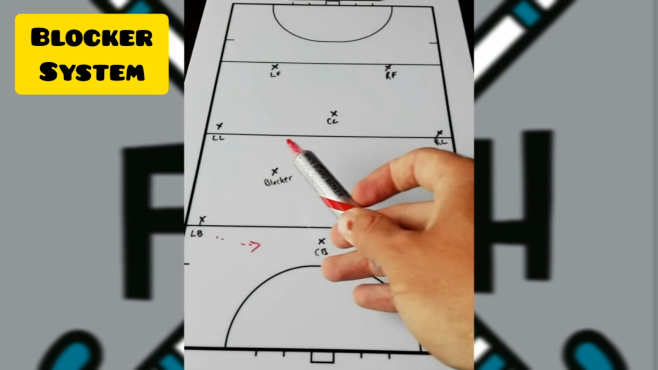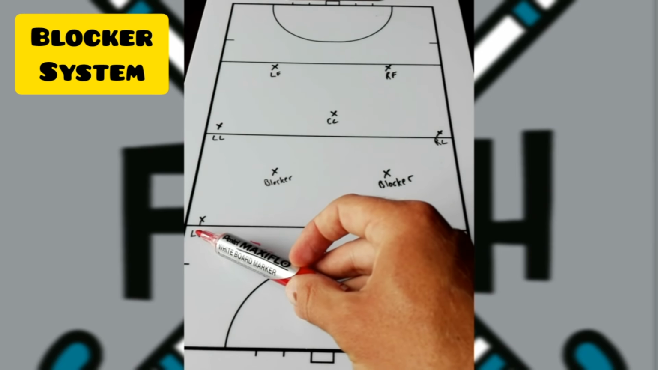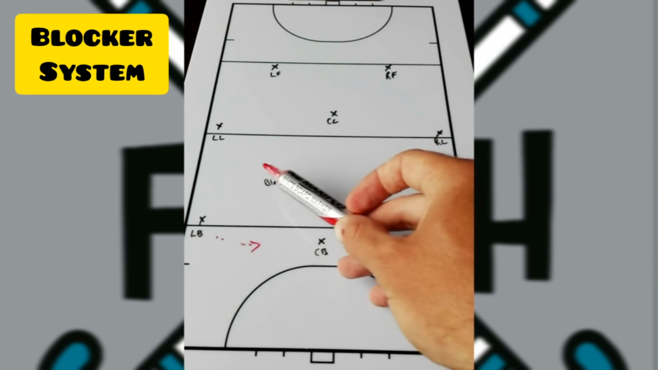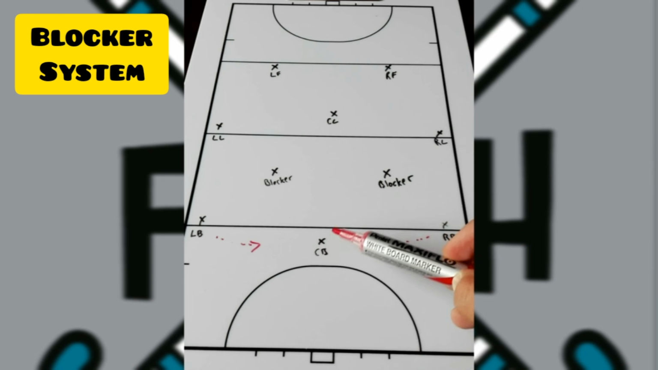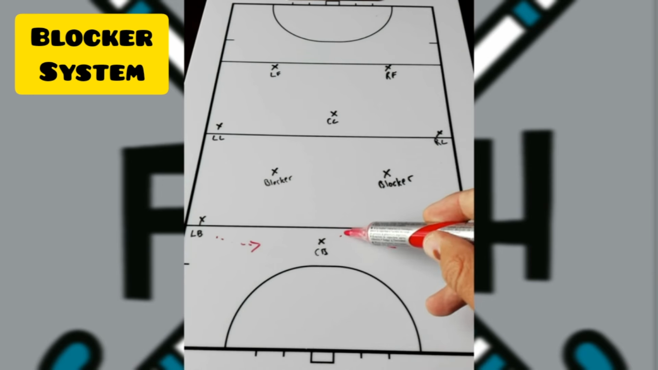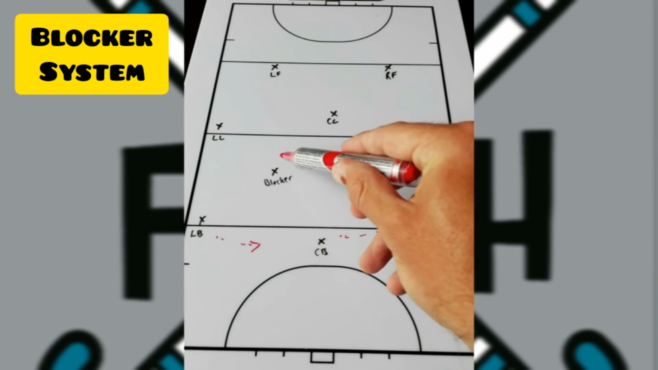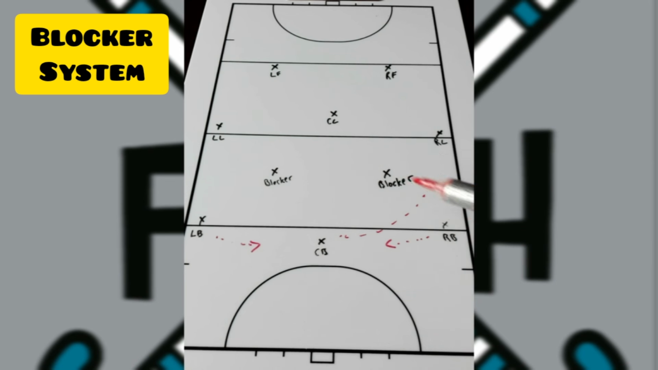With the blockers, you'll see they will position themselves in between the outside backs and the center back, so they will be in this little space. They will be the fetchers, so they will be fetching the ball from the center back or from the right back. If this blocker fetches the ball but doesn't get it, they will re-lead, making it open for this blocker to step into this space for the center back to pass.